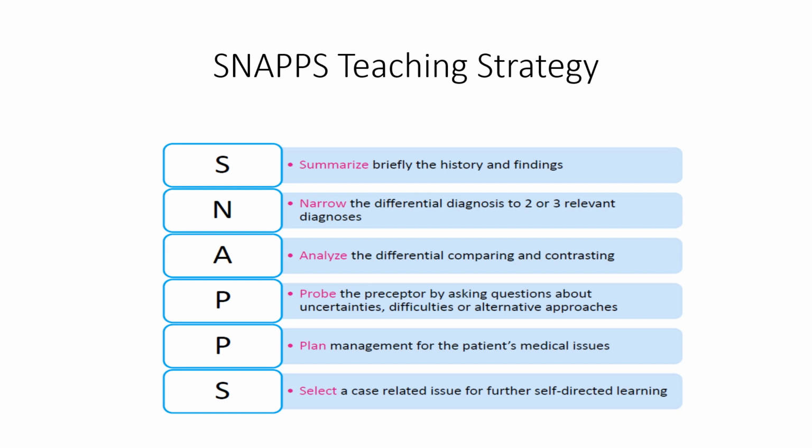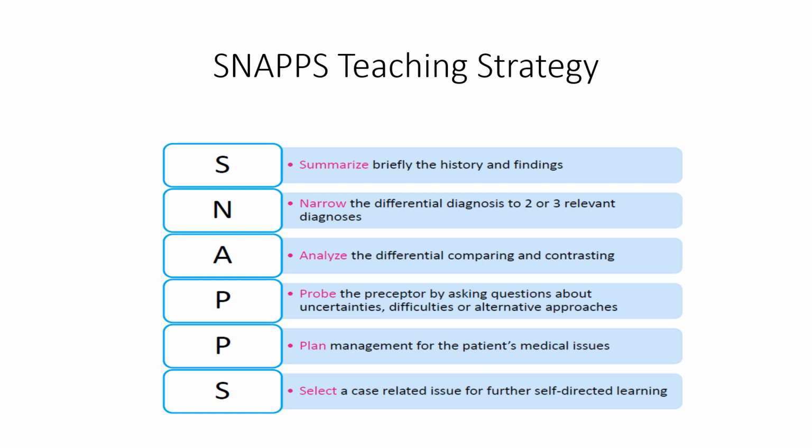Indeed, the next strategy is the SNAPS teaching strategy, which is an acronym for summarize, narrow, analyze, probe, plan, and select. The first thing is for the fellow, after they have presented the case, to succinctly summarize the history and findings. Then you want to narrow the differential diagnosis to just 2 to 3 relevant diagnoses. We don't want to have our fellows tell us the entire differential diagnosis of gastrointestinal bleeding, but rather what they think is going on.